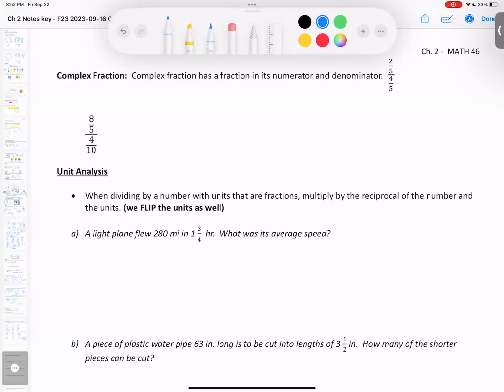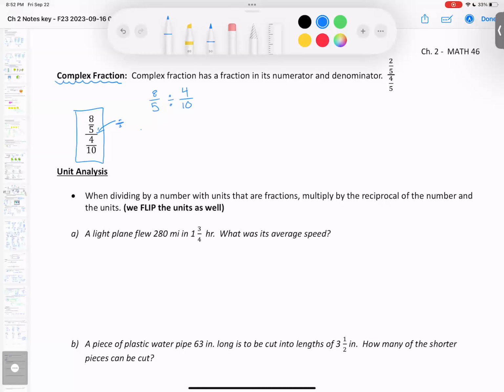All right, so moving on now to complex fractions. A complex fraction is just a fraction of fractions, so we have a fraction in the numerator and the denominator. Here's an example right here. I know it looks kind of scary, but once we break it down, remember that fraction symbol means divide. So we could rewrite this as 8 over 5 divided by 4 over 10, and now it looks a lot more doable.